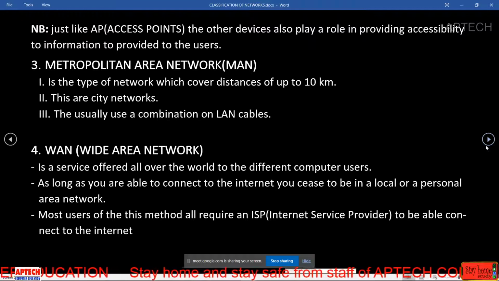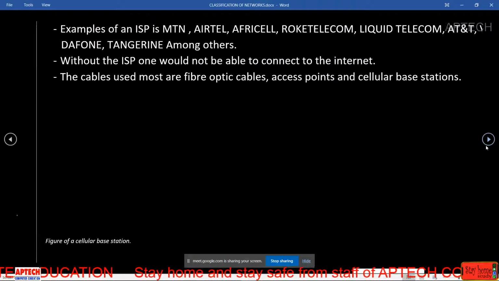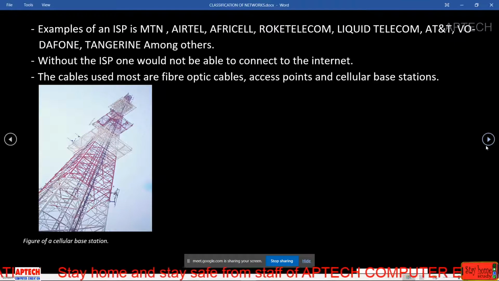Then there are also wide area networks. Wide area networks deal with a lot of things. What your internet service provider is providing you right now with the internet is part of the wide area network. When you're able to access things from abroad, all those things are due to the wide area network. I guess that's it.